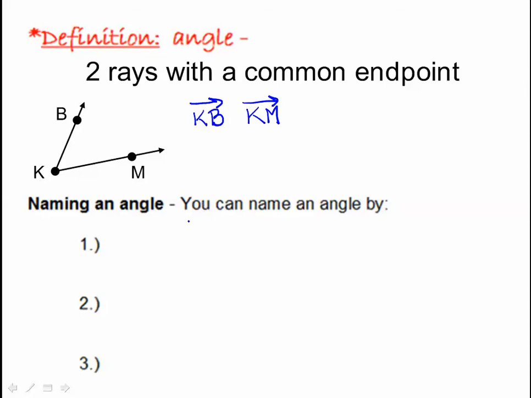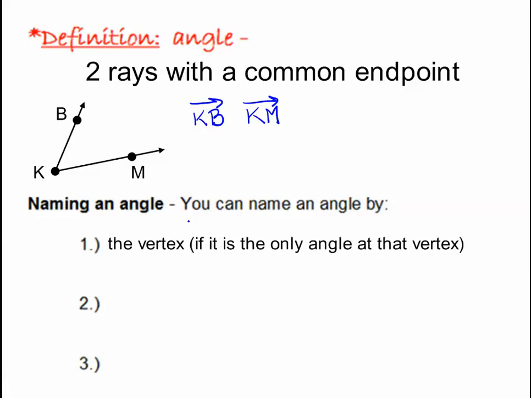When we name an angle, there are three different ways that we can name it. First of all, we can name an angle by its vertex. The angle symbol looks like the less than symbol, except the bottom comes straight across. So this is our angle symbol, and we can name the angle above angle K.